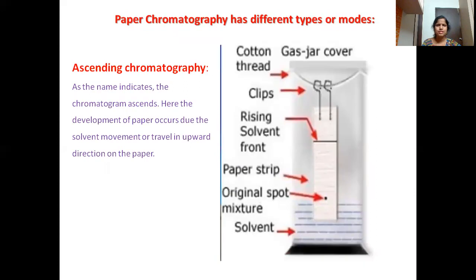In ascending chromatography, here you can see in the diagram, this is the paper, Whatman filter paper. After selecting the Whatman filter paper, you have to draw the origin line with a pencil. After drawing the origin line, we load the sample on the origin line. That is, the original spot is loaded here. Then we take that paper and suspend it in a chamber. This is the chromatographic chamber.